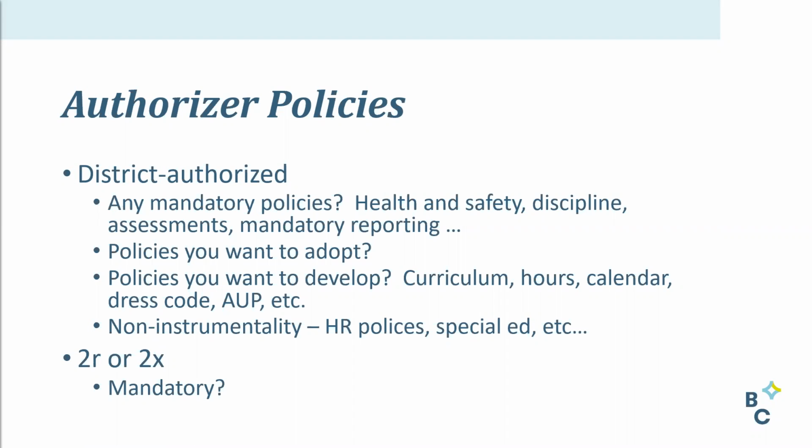When you are looking at what your obligations are, and we talked about authorizer policies, usually in a charter contract, what you will see is that there will be provisions talking about the authorizer policies that you're subject to. What are those mandatory policies? Sometimes it's health and safety, sometimes it's discipline and assessments, mandatory reporting. Are there policies that your district has that you want to adopt? I certainly would say if you're a governance board and you are talking about what types of policies you are going to have that govern your student body and your parents and your curriculum and all those sorts of things, you start with your school district policies, and see what they have and determine which ones and whether or not you're going to adopt certain ones. If you're a non-instrumentality charter school, you're going to be looking at HR policies. You certainly can look at your district policies, but you're going to look at HR policies, your special ed policies, policies that you are going to be required to have in place because you are essentially the employer now.